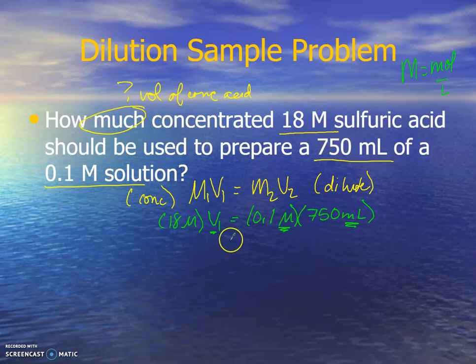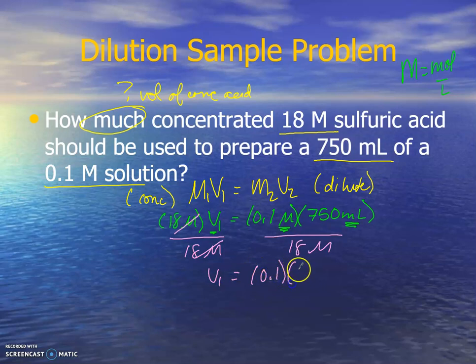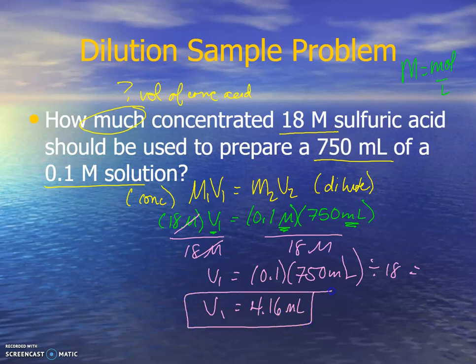All right, so V1 needs to be by itself. How do I get V1 by itself? It's being multiplied by 18 molar, so divide by 18 molar. Whatever I do to one side, I do to the other. And then in my calculator, I would put 0.1 times 750 milliliters, and then I would divide by 18 molar, and the volume is going to be 4.16 milliliters. Huh, that's all that I need?